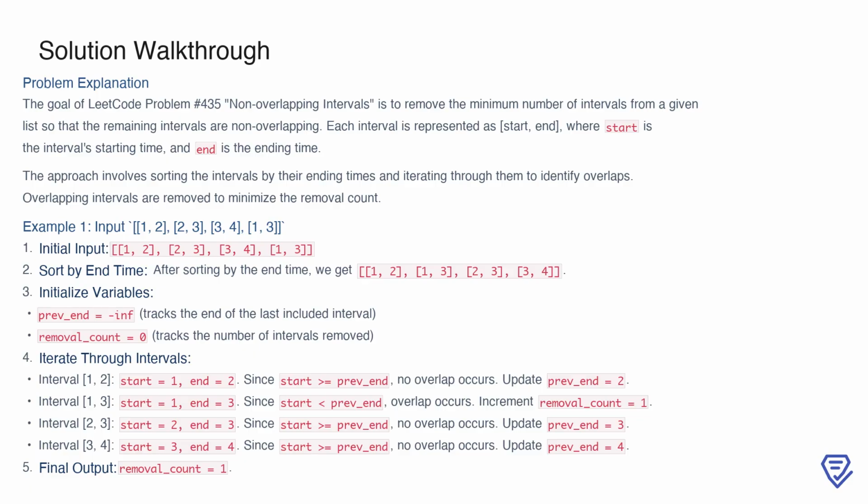Let's consider the example input [1,2], [2,3], [3,4], [1,3]. After sorting by end time, the intervals become [1,2], [1,3], [2,3], [3,4].